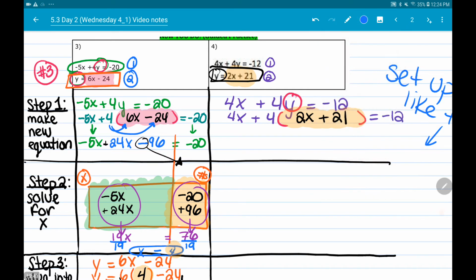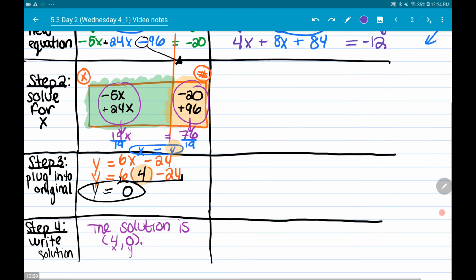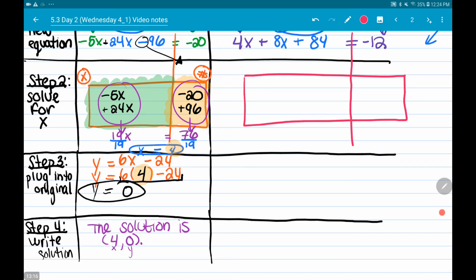All right, what's my next step? Distributive property. So 4 times 2x is 8x. 4 times 21 is 84. Everything else gets brought down. Okay, step number 2 is to solve for x. So I'm going to go ahead and set up my solving square. X is on the left, numbers on the right.